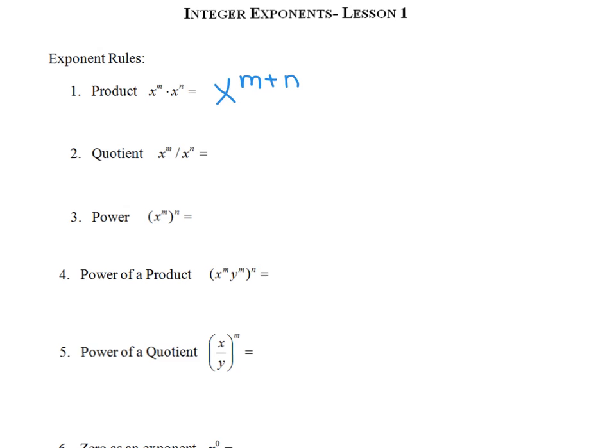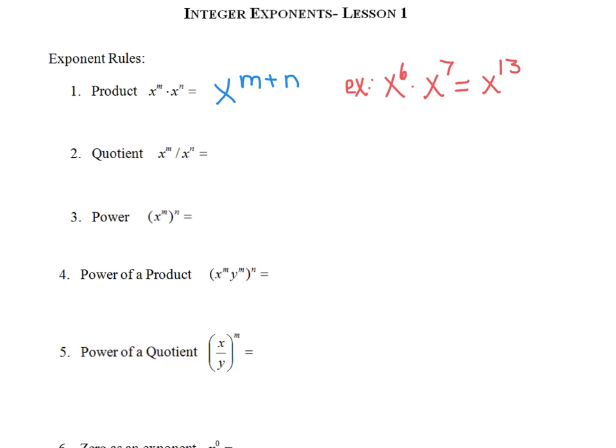Let's do an example of each one as we go through. As an example, let's do x to the 6th power times x to the 7th power. When we multiply that together, we get x to the 13th power because I add the exponents. Remember that x to the 6th just means x multiplied by itself 6 times. x to the 7th means x multiplied by itself 7 times.